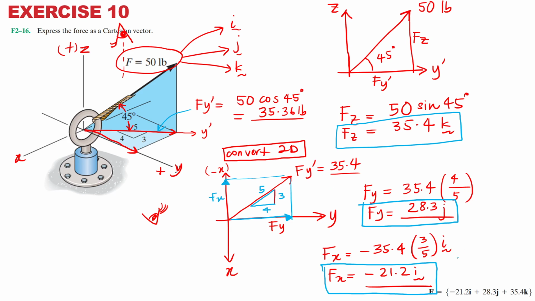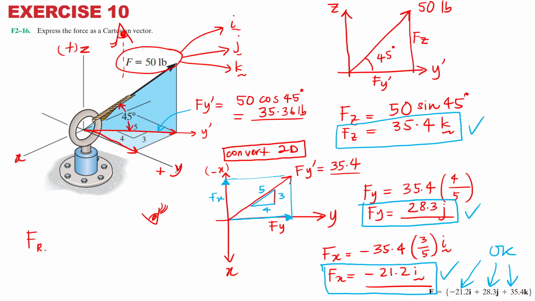So you've got all the components here: fx, fy, fz. Combine them together. You're going to get the correct answer. Negative 21.2, 28.3 and 35.4. Okay, you are correct. Again, it's a good idea for you to check. Are you doing a good job?